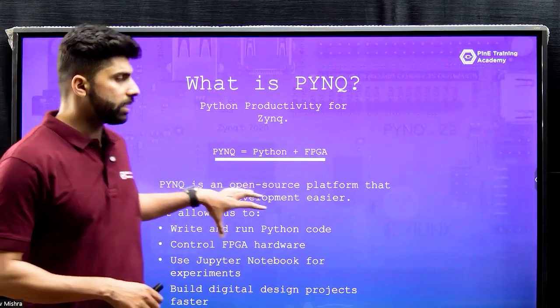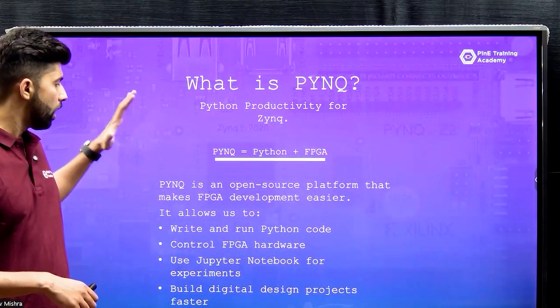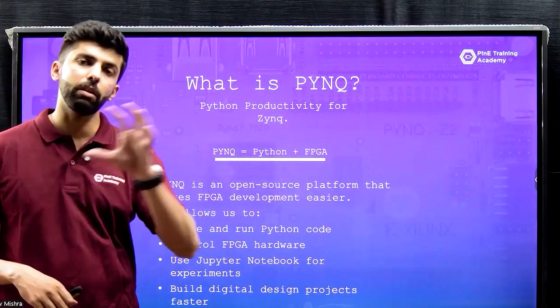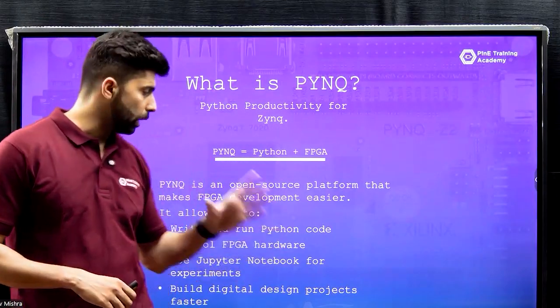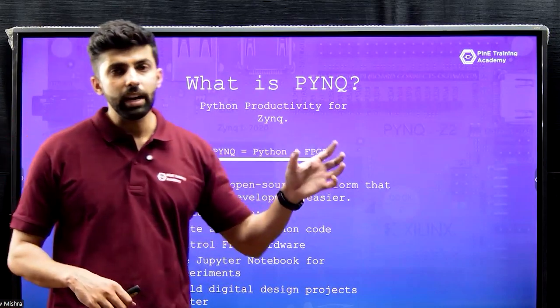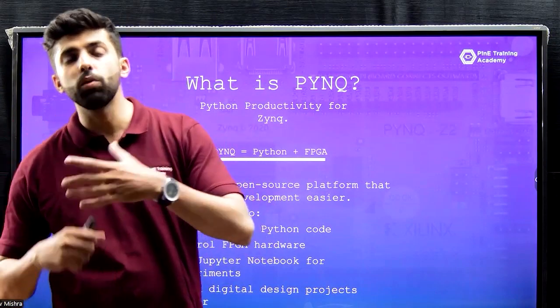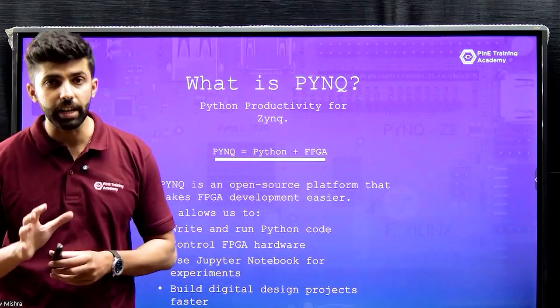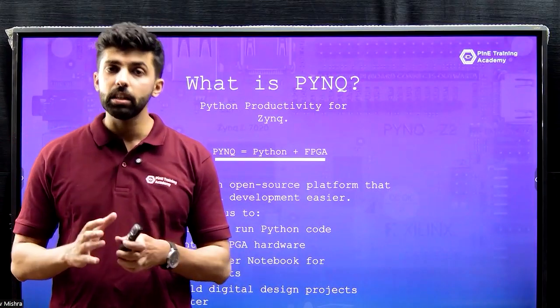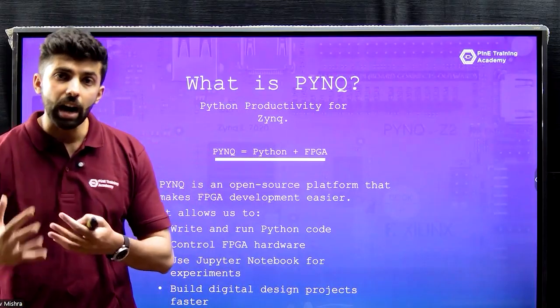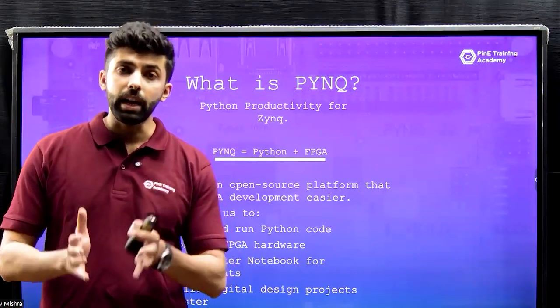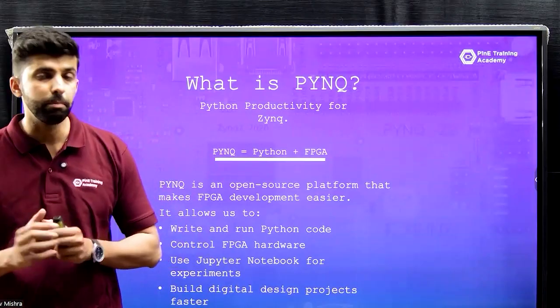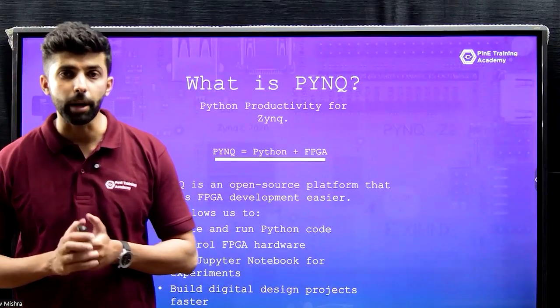Now, this helps us to write and run Python code on our PYNQ board. Okay, and you can control the FPGA hardware using your Python only. You don't need VHDL for this. That means your work for starting hardware design became a lot simpler. Okay.